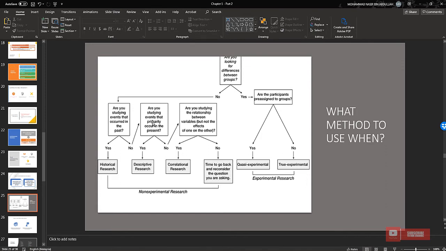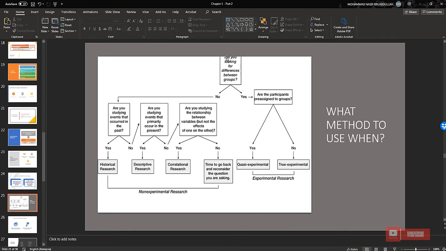Are you studying an event that primarily occurs in the present? If the answer is yes, your design is descriptive research. If your answer is no, are you studying the relationship between variables, not the effect of one on the other? If the answer is yes, you are doing correlational research. If you are not doing this, it is time to go back and reconsider the question that you're asking. If you cannot answer these three questions, then you need to refine your research question.